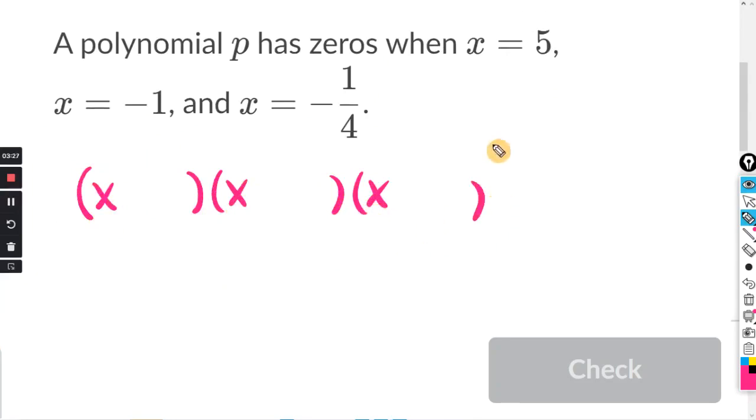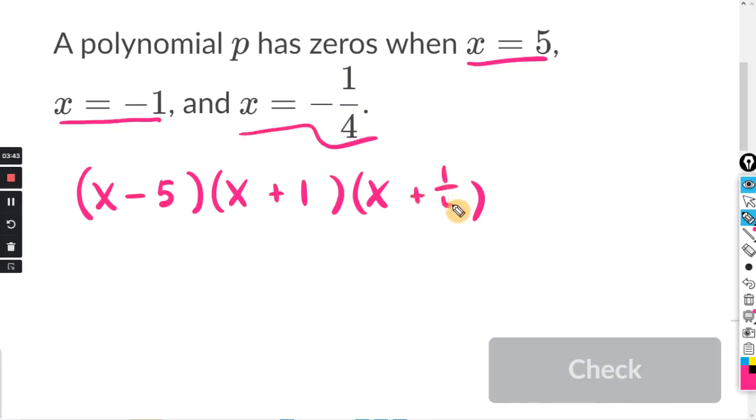And just change the plus minus sign on each one. So here we have +5, and you make it -5. Here we have -1, you make it +1. Here we have -1/4, you make it +1/4.